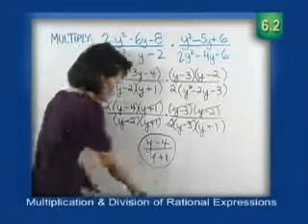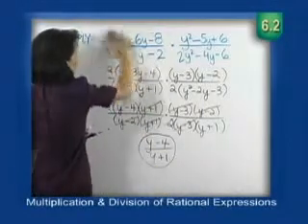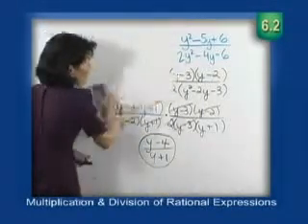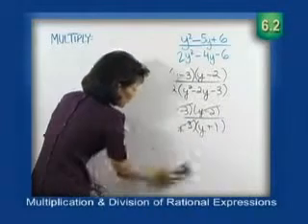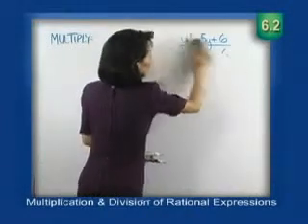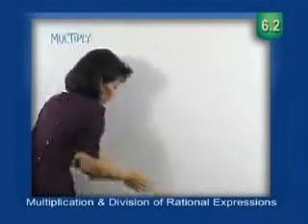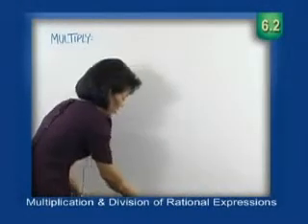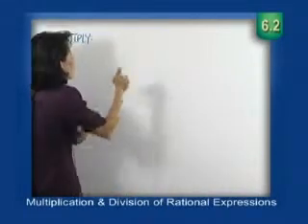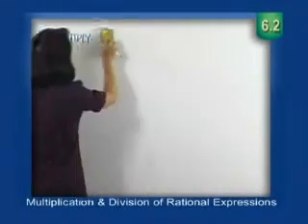Now, how would we like to divide rational expressions? We know that the only difference between multiplication and division of fractions is that when we divide, we're going to multiply by the reciprocal of that second fraction. So let's look at another problem. This time, we're going to divide the following.